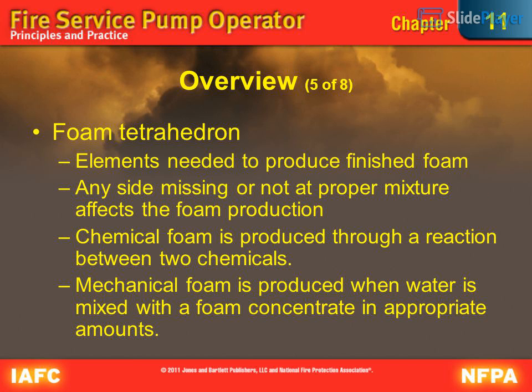Overview, 5 of 8. Foam tetrahedron. Elements needed to produce finished foam. Any side missing or not at proper mixture affects the foam production. Chemical foam is produced through a reaction between two chemicals. Mechanical foam is produced when water is mixed with a foam concentrate in appropriate amounts.